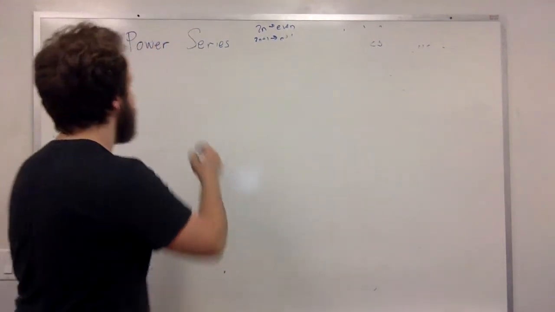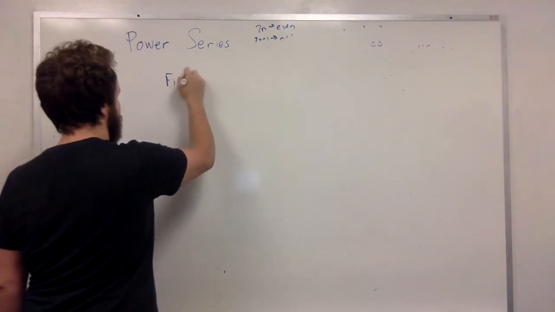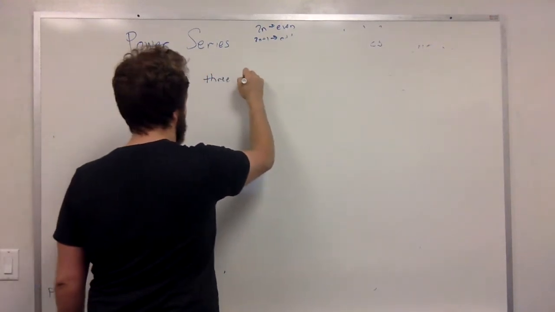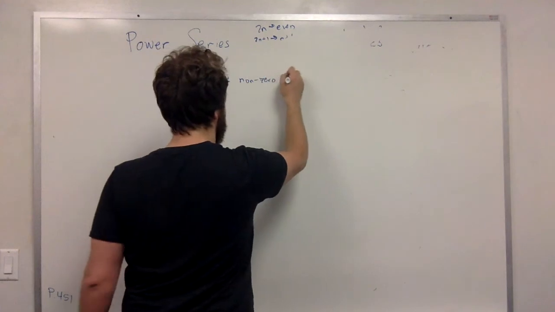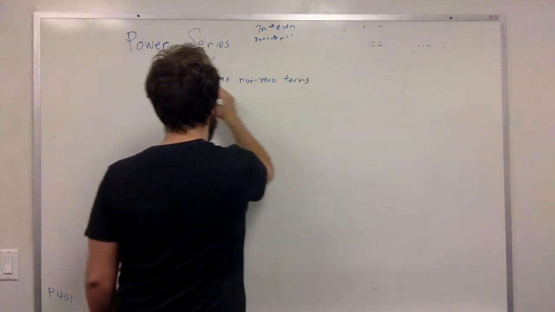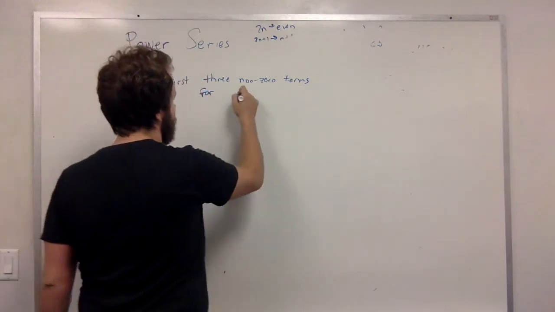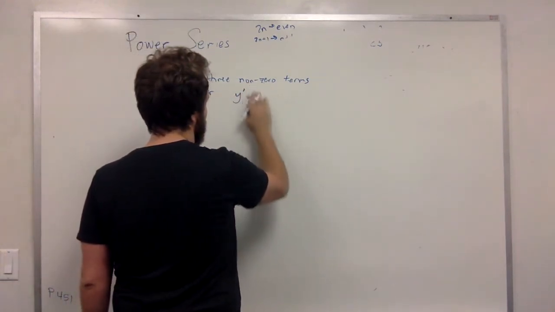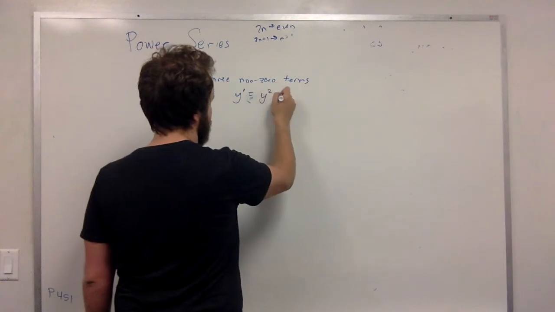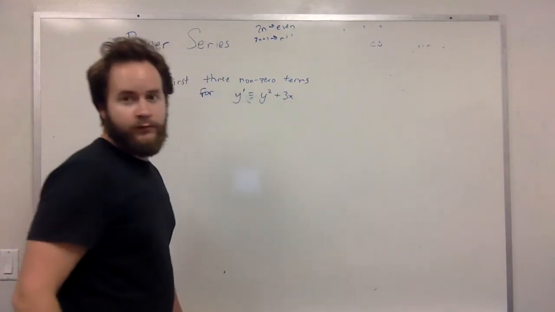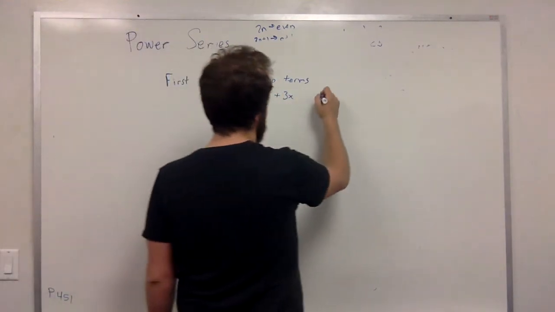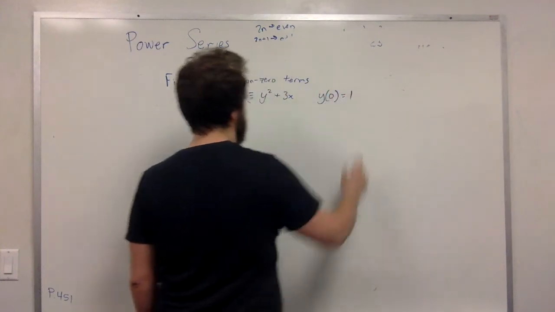Find the first 3 non-zero terms for y prime equals y squared plus 3x. And then you're told y of 0 equals 1.